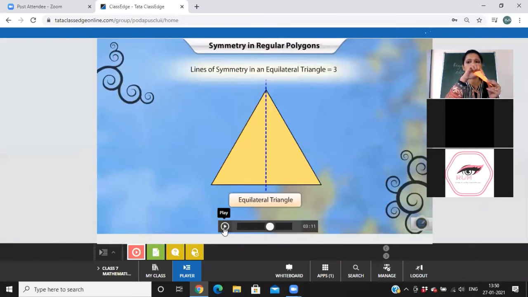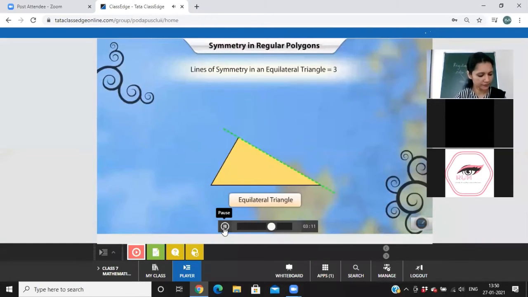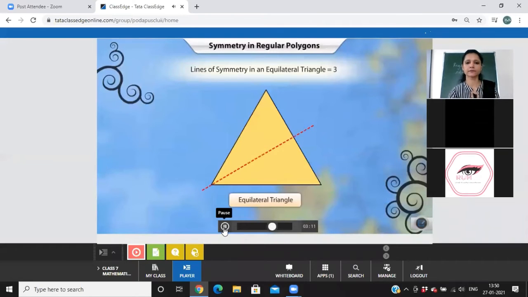Now let's fold it this way along the line from the other vertex, this way also, and this way also. Still you will see that the two halves are completely similar as they are overlapping with each other. So how many lines of symmetry does this equilateral triangle have? 3 lines of symmetry. Very good. Look how the triangle can be folded along the 3 axes of symmetry, and each time the 2 parts of the figure coincide. Note that the triangle has 3 sides and 3 lines of symmetry.